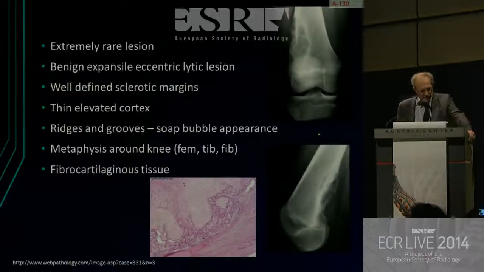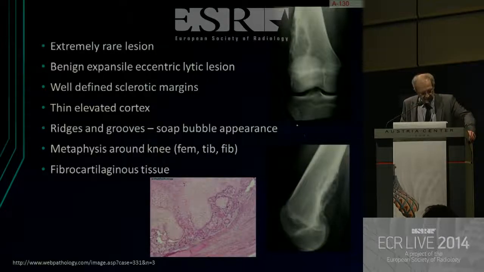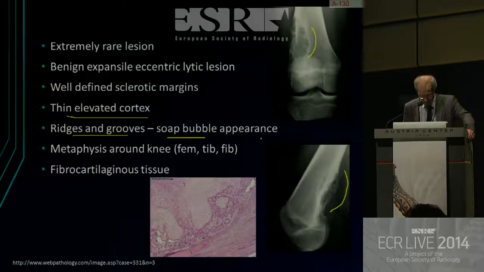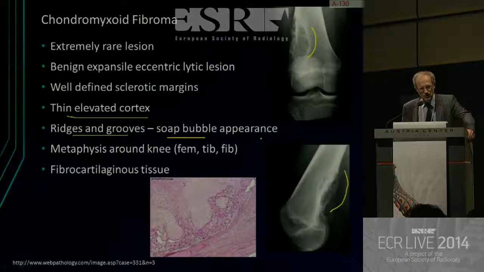This is a difficult one. It's an extremely rare lesion. It's benign, expansile, eccentric lytic lesion with well-defined sclerotic margins, a thin, elevated cortex, and this is important because maybe some of you think of a non-ossifying fibroma. Non-ossifying fibroma will not have a thin and elevated cortex, so this is typical. You see ridges and grooves and a soap bubble appearance, and it frequently occurs around the knee, femur, tibia, fibula, and it contains fibrocartilaginous tissue. The name is a chondromyxoid fibroma, very rare lesion.